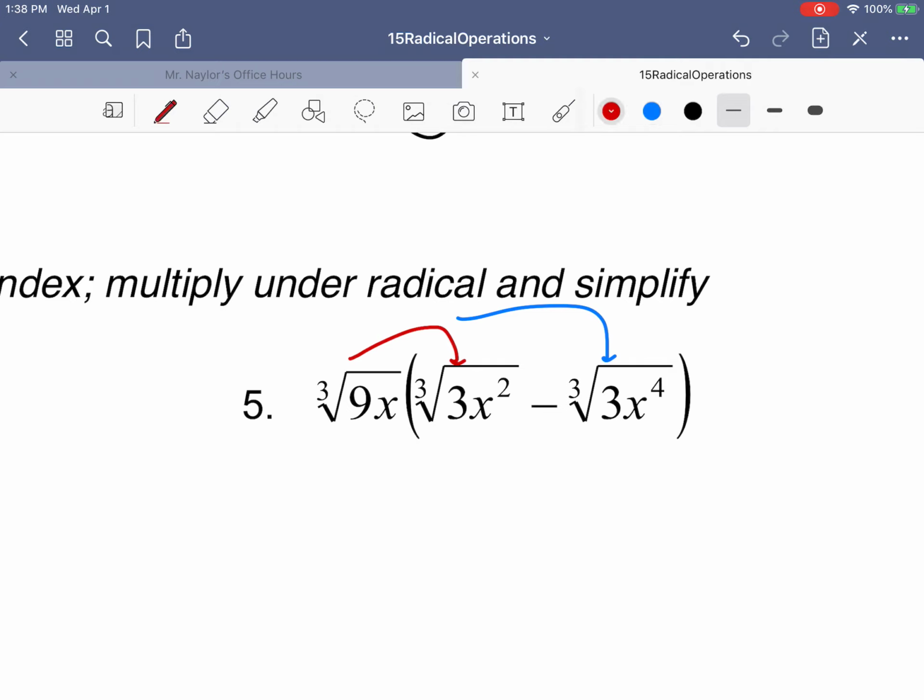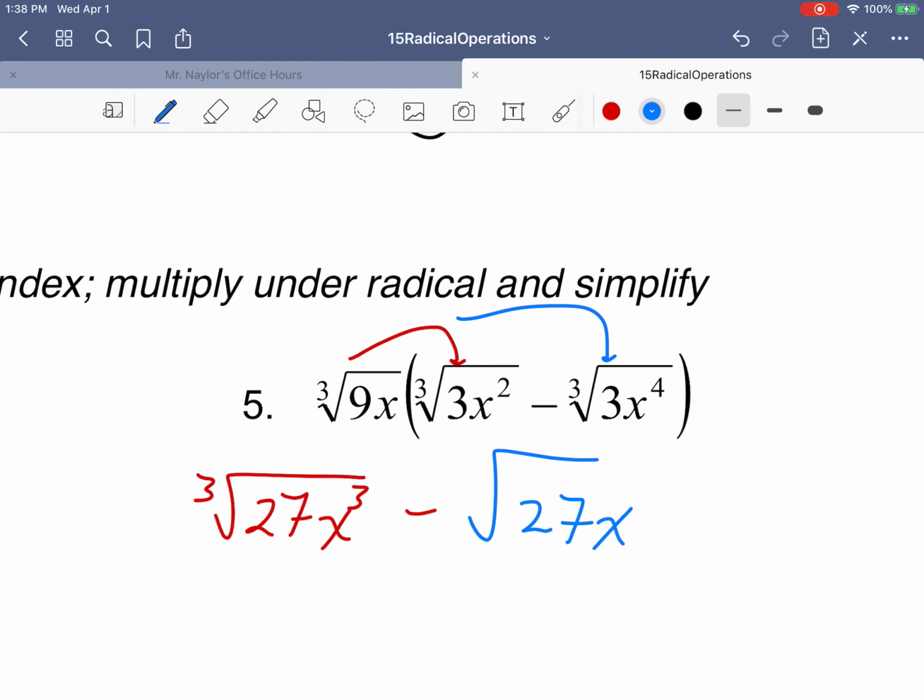So I'm allowed to multiply underneath, and when I multiply underneath, I get a 27, and also I add those x's and end up with x cubed. When I multiply underneath, we actually get 27 again, but we will end up with an x to the fifth. Now, we should be kind of wondering, is there anything that we can pull out of these?